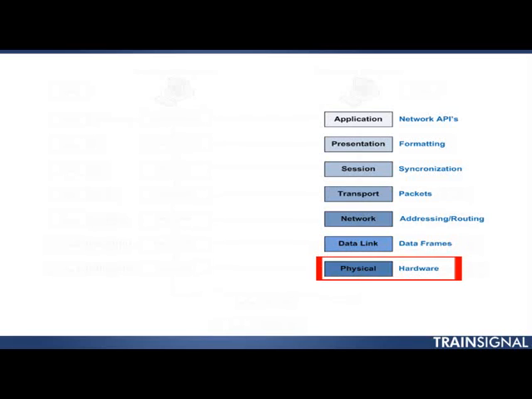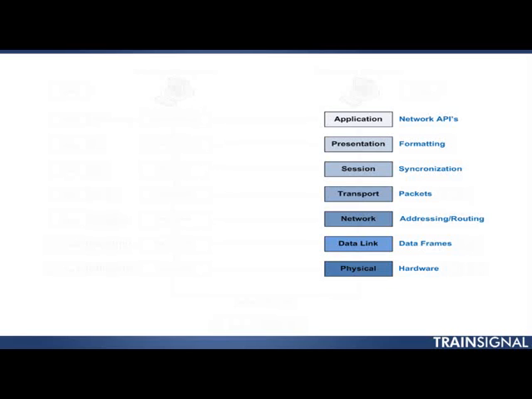And the last layer, going from top to bottom, is the physical layer. And that layer I just have written hardware. That layer just has to do with how does the data actually get out onto the network, or how is the cable attached to the network card, or we could be talking wireless. Okay, so how are we actually connected out onto the network?